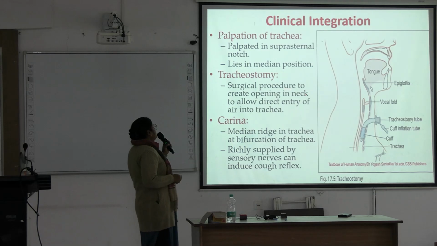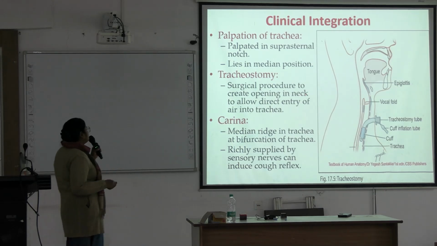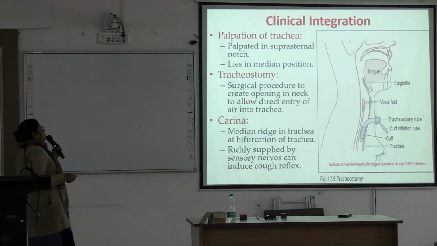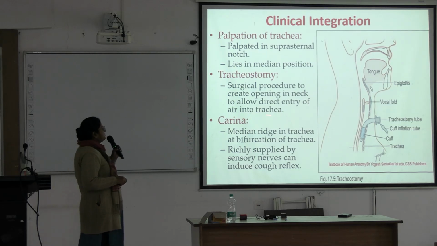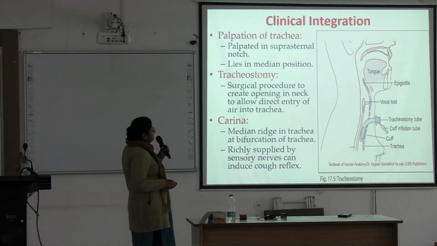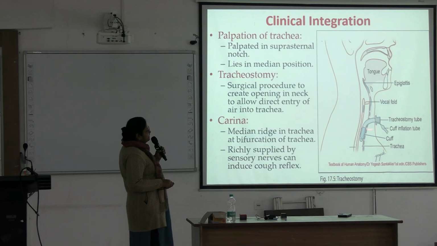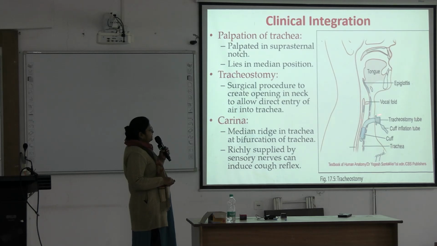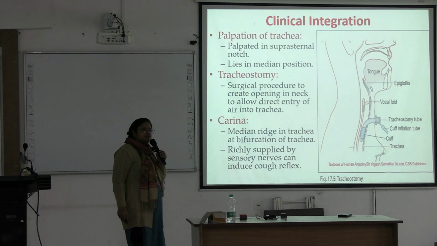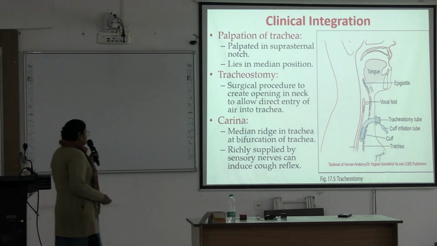So, tracheostomy is a surgical procedure to create an opening in the neck to allow direct entry of air into the trachea. Here, you can see one opening has been made. This part is larynx. Below the larynx, here is the trachea. So, one opening is made in the trachea, and tracheostomy tube is inserted. There is a balloon which keeps the tube patent, and there is a direct entry from outside into the respiratory tract through this opening of the tracheostomy tube.